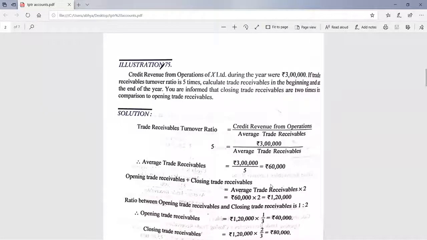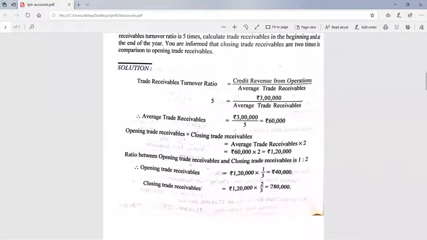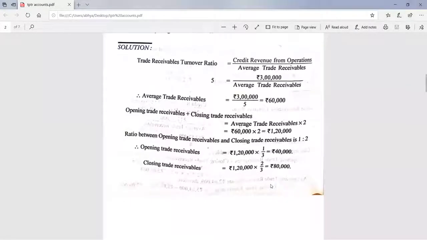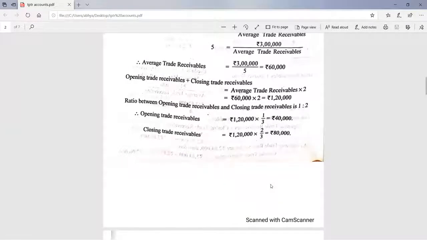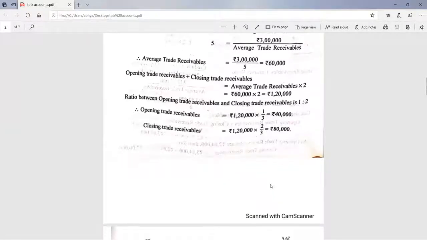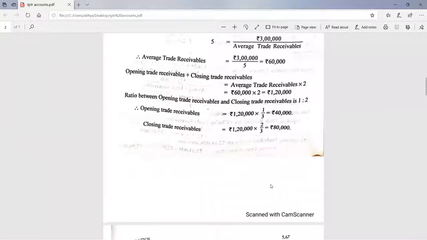Again we have to put the values in the formula, and mathematically you have to solve whatever is not given. By making an equation you can easily find it out. So the answer is 40,000 and 80,000. Why, Varun Bhadia, are you writing the answer to everyone?